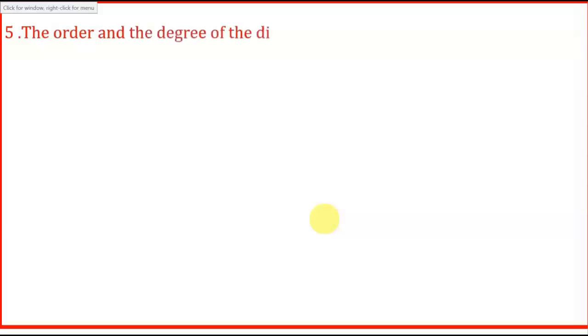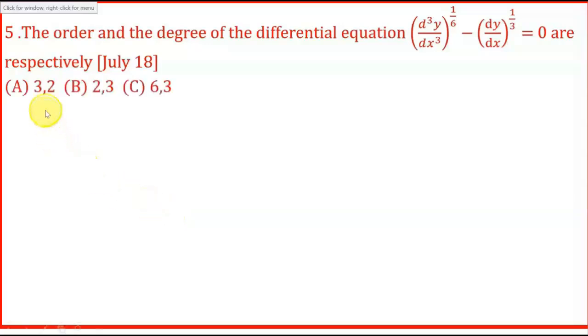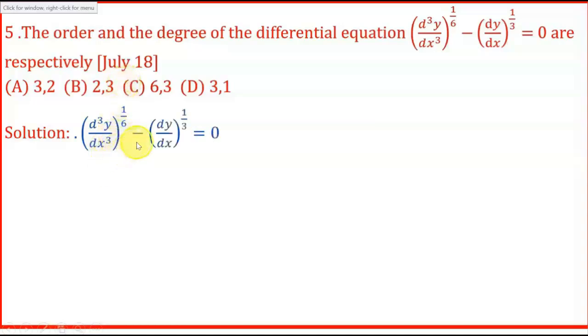The order and the degree of the differential equation (d3y by dx cube) raised to 1 upon 6 minus (dy by dx) raised to 1 by 3 is equal to 0 are, respectively. Now the first option, A is 3, 2, B is 2, 3, C is 6, 3, and D is 3, 1. Now the solution.